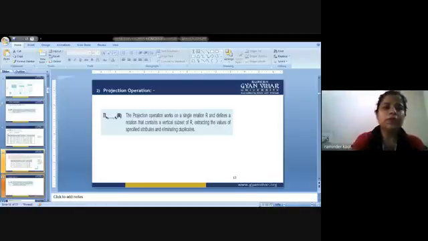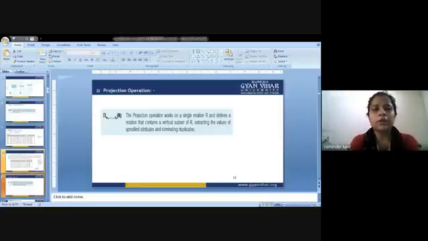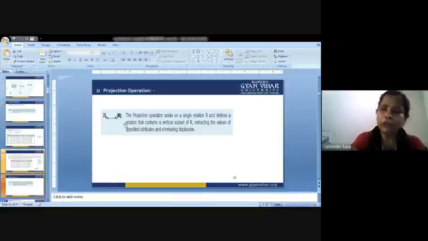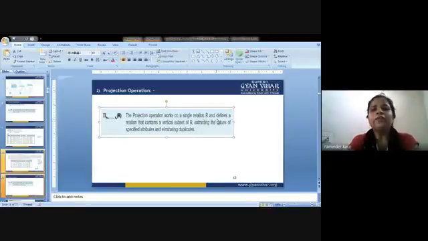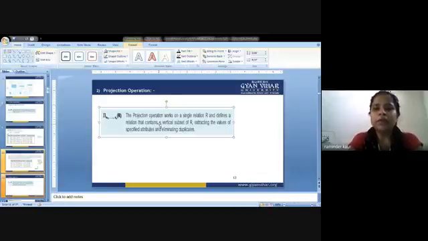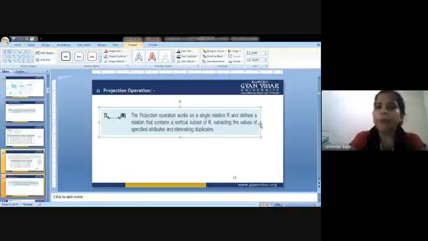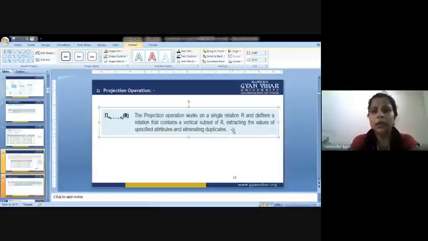Projection, as the name implies, is concerned with removing the duplicates. So what does it say? It could be represented with the pi symbol by applying various conditions here. Then there is the table R on which I am going to operate this symbol. The projection operation works on the single relation R and defines a relation that contains the vertical subset of R, extracting the values of specified attributes and eliminating duplicate tuples.